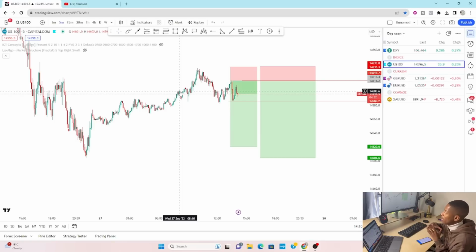So one of the reasons why I actually do love the sell limit is the fact that it allows you to get the price exactly where you want it at a cheaper rate, meaning that if you are buying, you are able to wait for price to go all the way down, then you have a buy limit, and it will allow you to buy the price when it's very cheap.